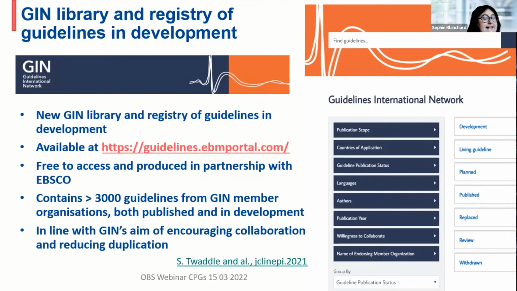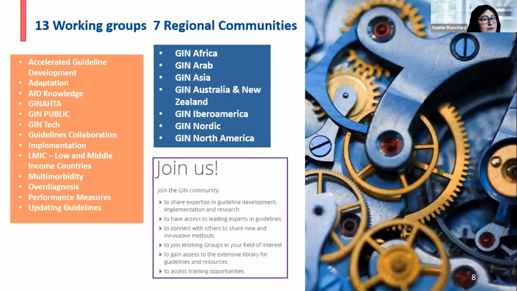It's free to access, and to this day, the GIN library and registry contains more than 3,000 guidelines you can access. GIN members can also be involved in different specific working groups in their field of interest or in one of the 7 regional communities.